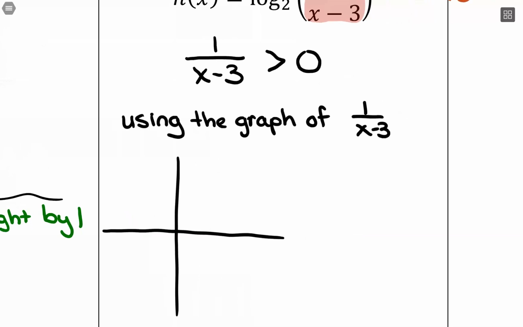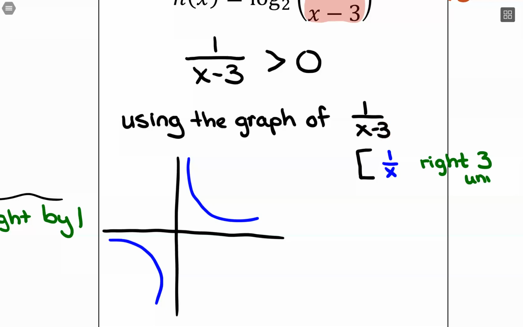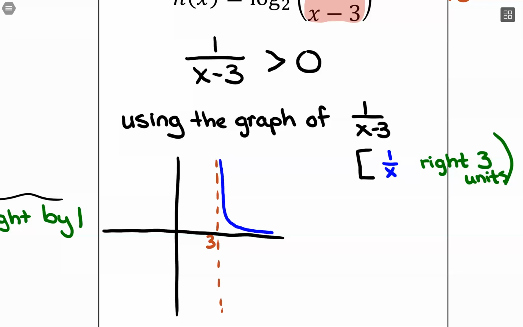So this function here, thinking about our graph transformations, our basic function would be 1 over x. So our rational function, which typically looks like this. Rough sketch there. But then what we did is we're subtracting 3 from x, so that means we're moving it to the right 3 units. So what I'm going to do is pick up this graph, and really what's going to help me is thinking about moving this vertical asymptote. So that asymptote's going to move over 3 units. So that's at 3. And then there aren't any other transformations, so my rational function would look like this. It's just moved over 3 units.